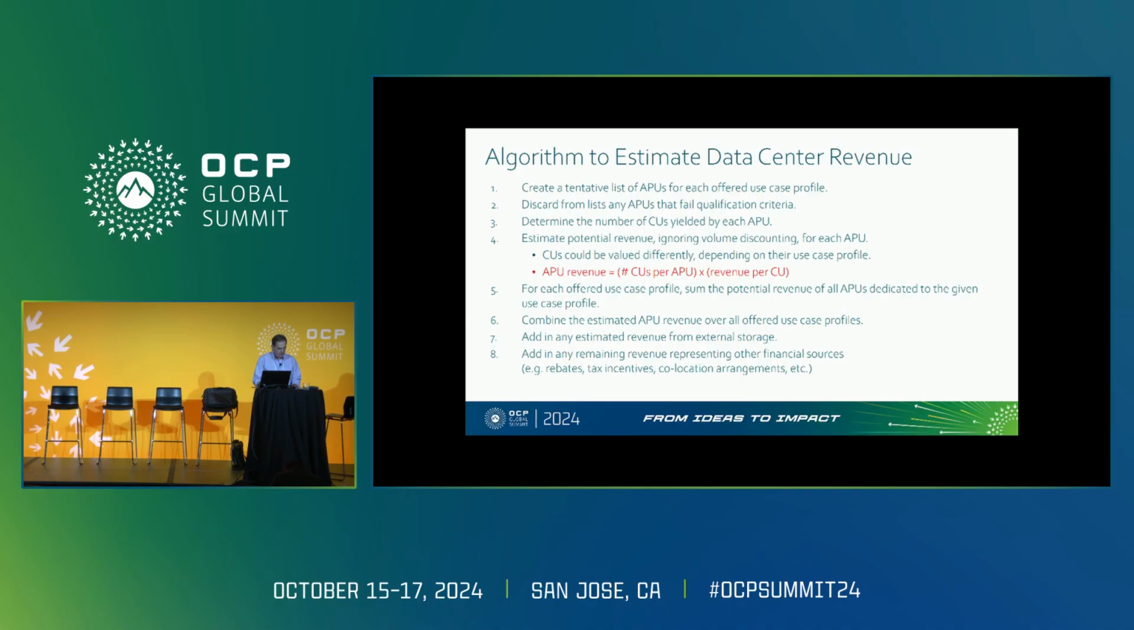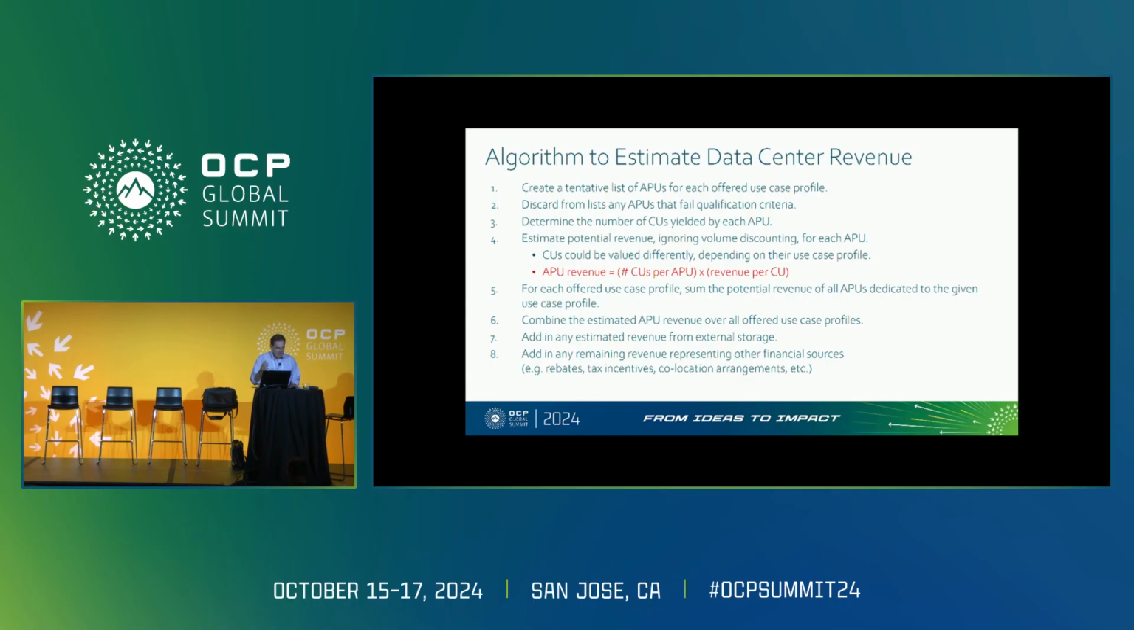Remember that each compute unit, or CU, is the minimum level of performance offered to a customer. Number four, we want to estimate the potential revenue, ignoring volume discounting that the data center may be doing, for each APU. Remember that compute units could be valued differently depending on their use case profile, and so we have a relatively straightforward equation here. For each APU, if we take the number of compute units per APU, that's the number of simultaneous users, times the revenue per compute unit, we arrive at the revenue that a single APU could generate.